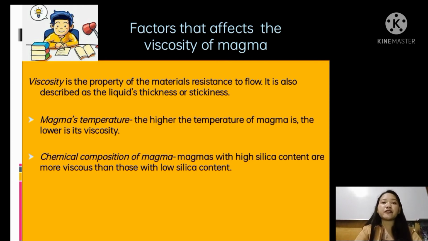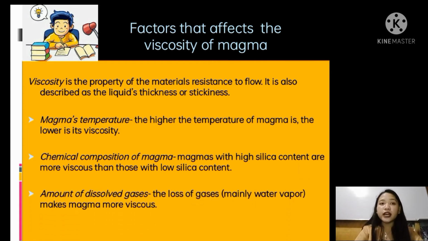Now, one of the factors that affect the viscosity of magma is the magma's temperature. The higher the temperature of magma is, the lower its viscosity. This means that when magma exits its volcano's vent, the lava begins to cool down. It also begins to be sticky and harden. Just imagine when you caramelize sugar. You will notice that while the melted sugar is still very hot, it is watery. Then as it begins to cool down, it gradually becomes sticky. Soon after, it hardens. Lava is the same.